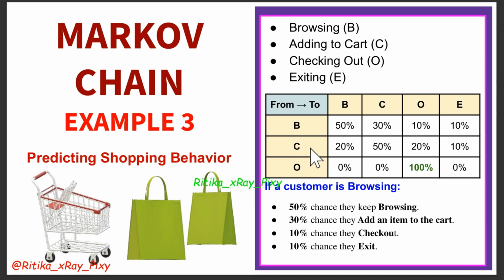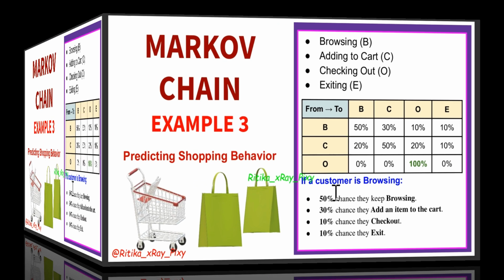Second case, if the customer adds an item to the cart, there is a 20% probability of browsing, a 50% probability of staying with the item in the cart, a 20% probability of checkout, and a 10% probability of exit. Third case, checkout. If the customer checks out, there is a 100% probability of staying at checkout, and 0% probability for browsing, cart, and exit. So Markov chains help to understand what customers might do next, and by this they can improve their services.